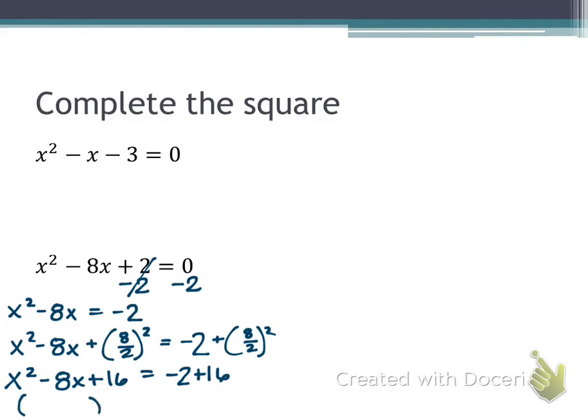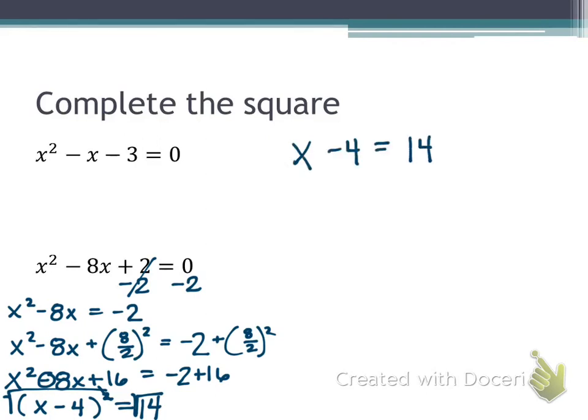Then I'm going to do the perfect square on this left side, and I'm going to get what? X minus 4. Perfect. I know it's got to be a minus because that's the sign in front of b, and the square root of 16 is 4. Negative 2 plus 16 is 14. Do our square root now. Does 14 have an exact square root? Can I simplify it?